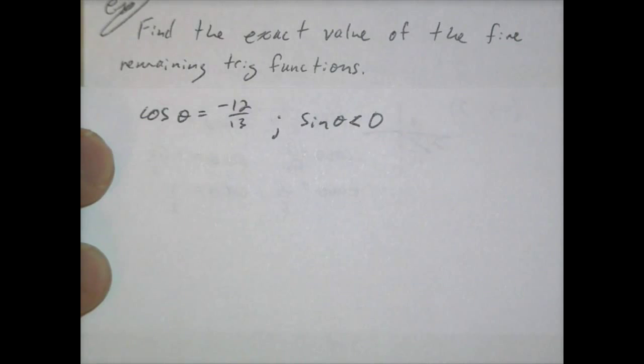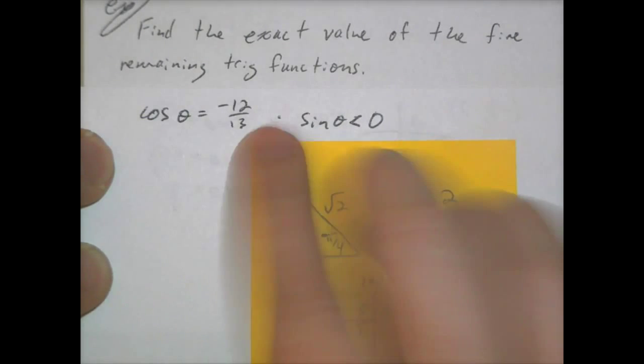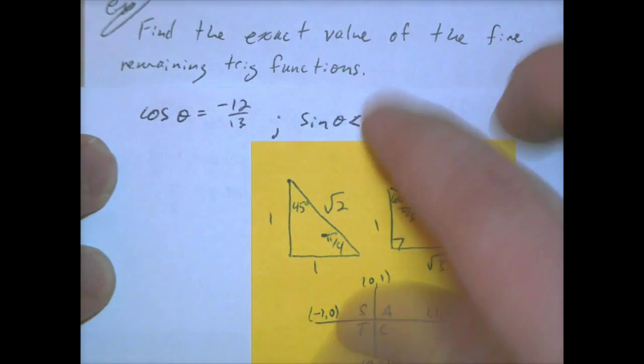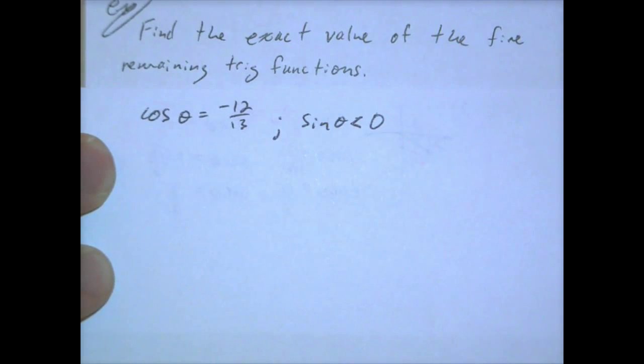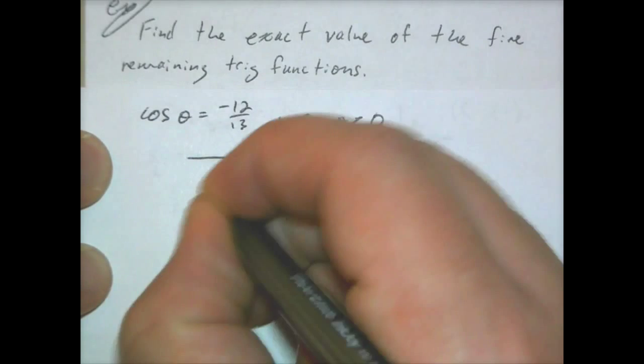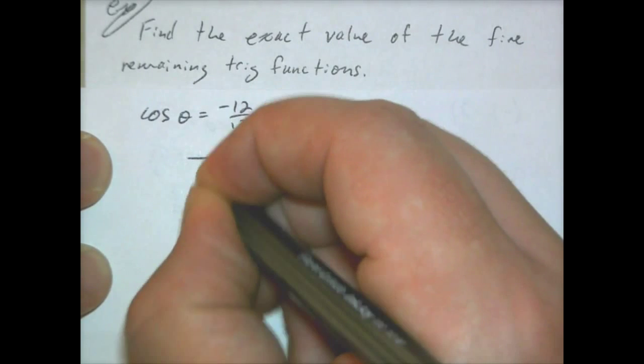All right, so same directions in this one. Notice you have a negative cosine value, so that tells you it is in quadrants 2 or 3. Those are the only quadrants where you have a negative cosine. If sine is also less than 0, sine is negative, then we have to be in quadrant 3. So when I draw my triangle, I can draw it in quadrant 3, where I have my reference angle.